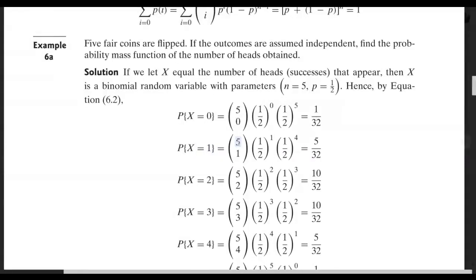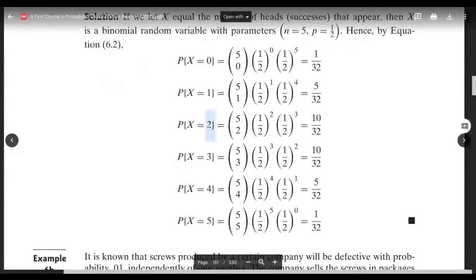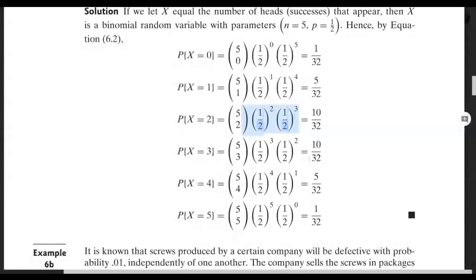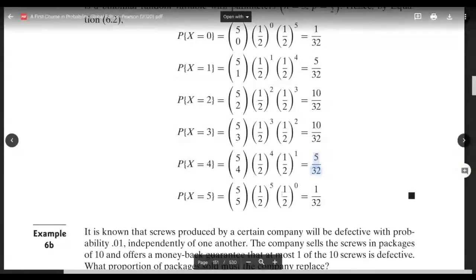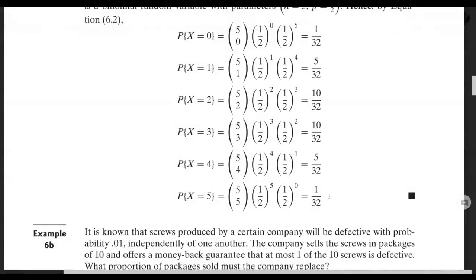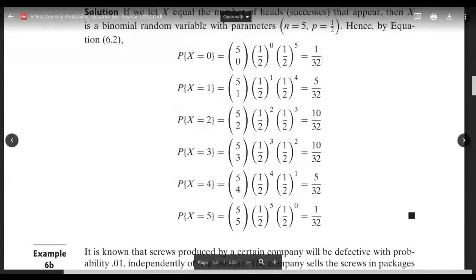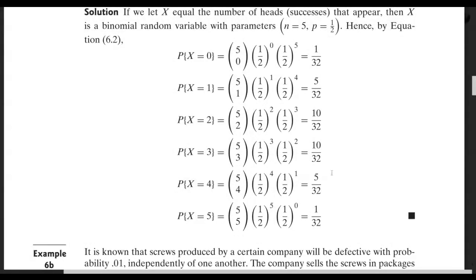1 head. So out of 5, 1 head. Right? Each one by binomial. So it's 5 out of 32. 2 heads, calculation, 10 out of 32. 3 heads, 10 over 32. 4 heads, 5 out of 32. 5, all heads, 1 out of 32. So this adds up, it has to be 1. 1 plus 5, 6, 16, 16, 16, 32. Right.